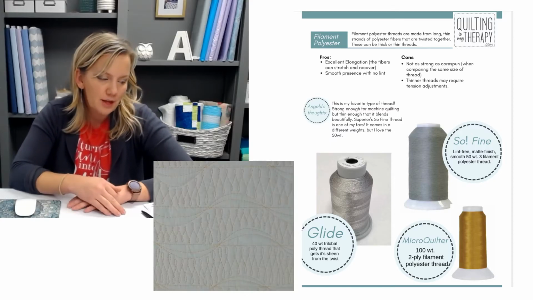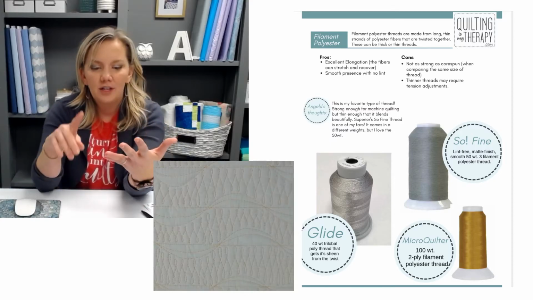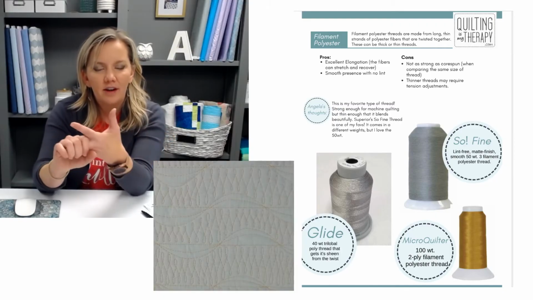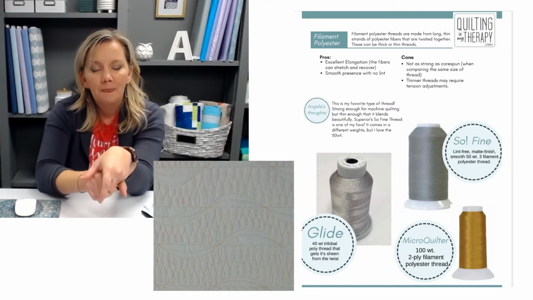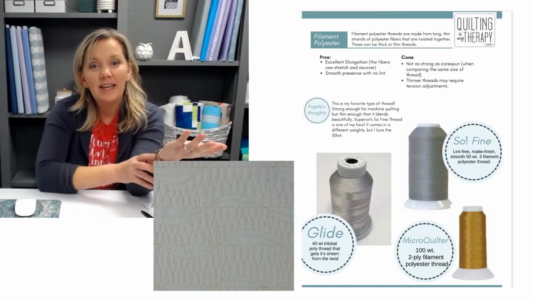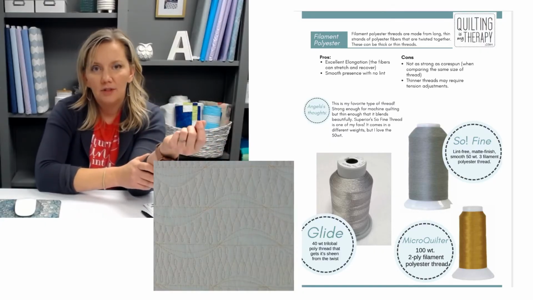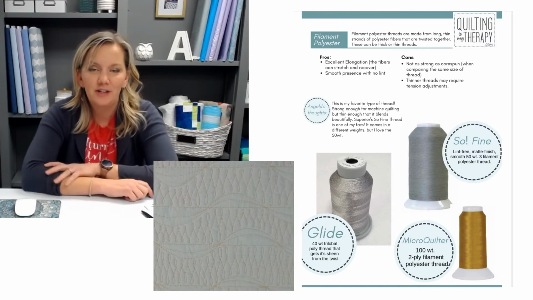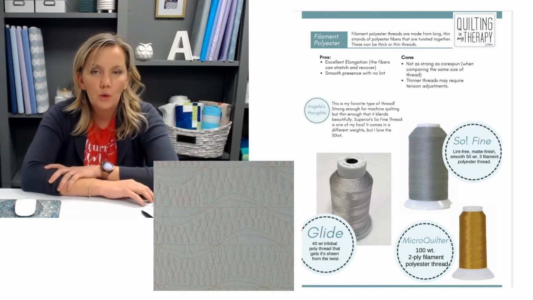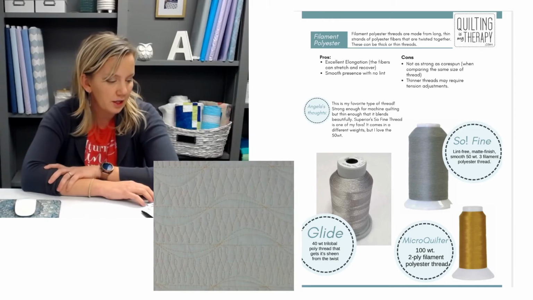So your monofilament thread. Now there's some different kinds. There's polyester, there's rayon, there's nylon. Polyester is the preferred. Superior Threads goes into detail about that. Rayon is not as heat resistant and other reasons, but I just go with either monopoly or Aurifil has one too, I think, which is really good.